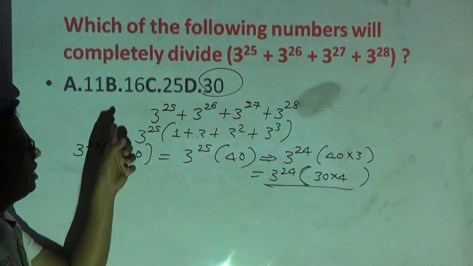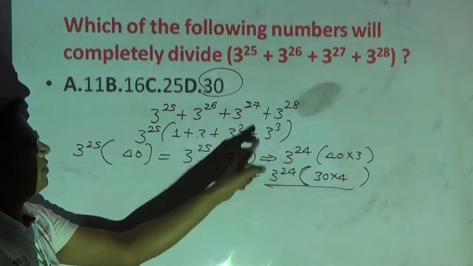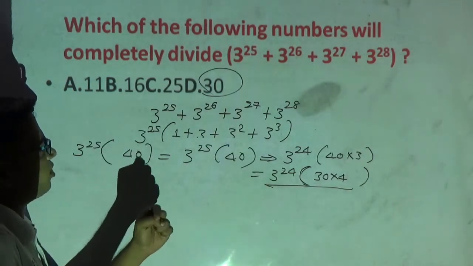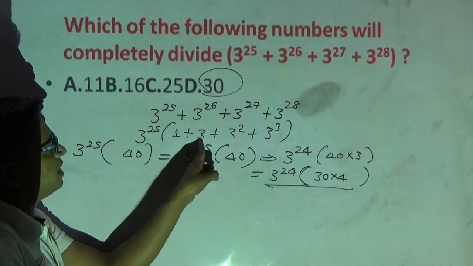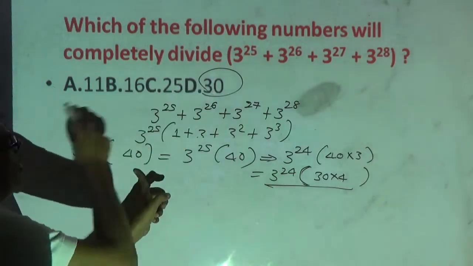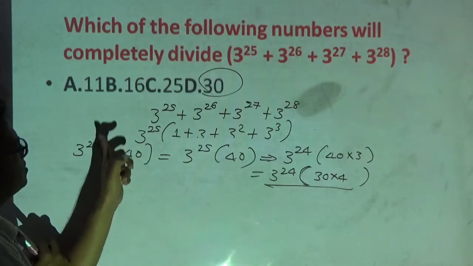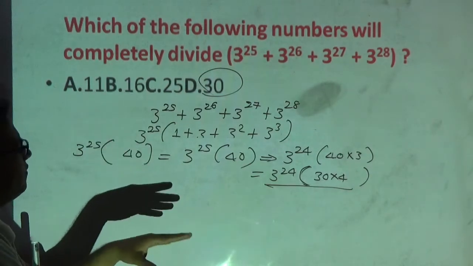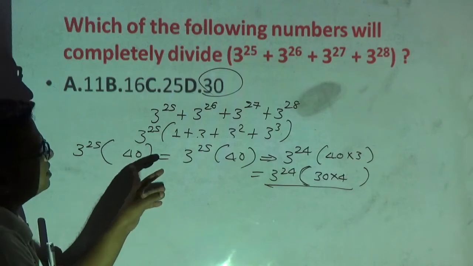See what I did? 3 power 25 plus 3 power 26, 3 power 27, 3 power 28. I took 3 power 25 common. Then what is left out? 1 plus 3 square plus 3 cube. So that sum is 40. Now I saw the options. In options I don't have any option like 40. If I had 40 I would have given the answer there itself.